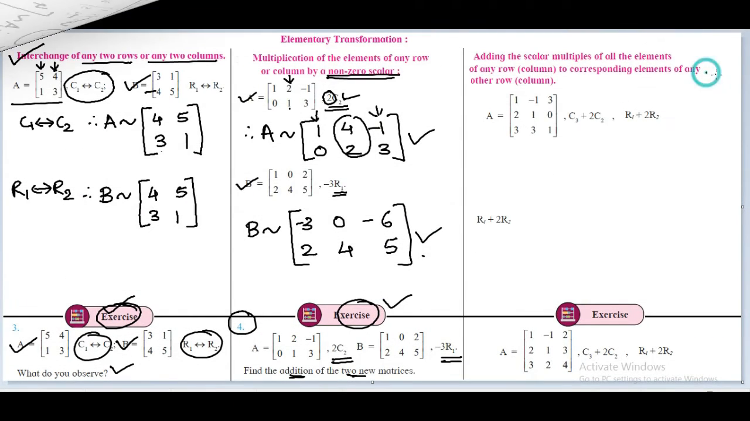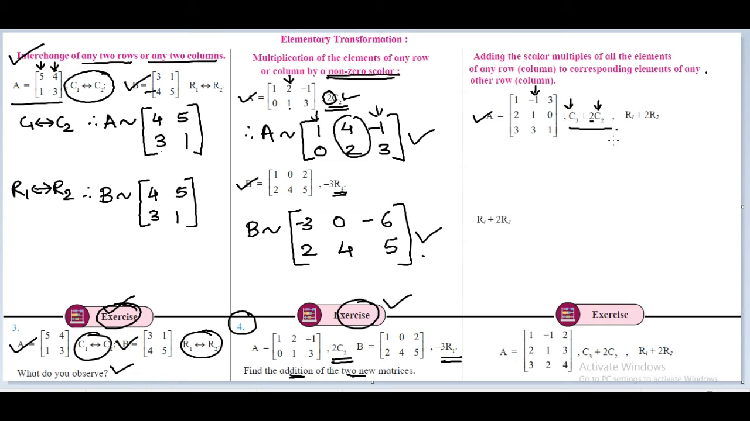Okay. Now the third operation is adding the scalar multiples of all the elements of any row or column to the corresponding elements of any other row or column. Now what is the meaning of this? If a matrix is given to you, and the operation is given. Now if you observe this operation, what this means is column 2 is multiplied by a scalar. Means every element of column 2 will be multiplied by 2. Okay, and after that it will be added to column number 3.